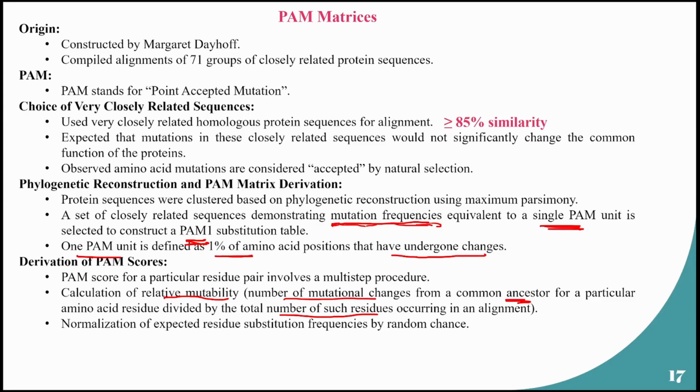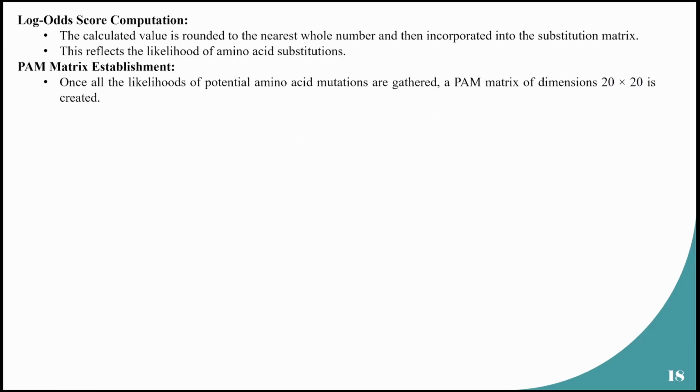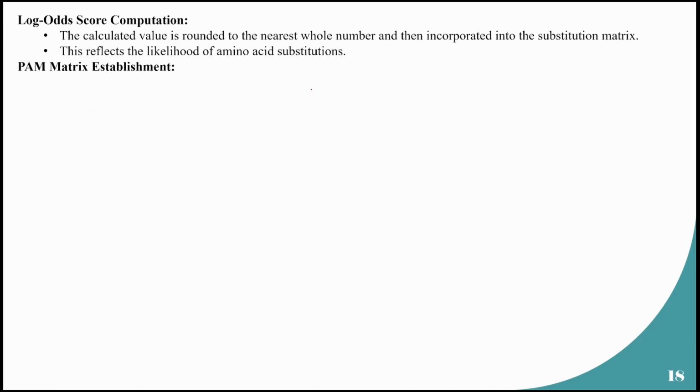Then you go for a normalization process, and then you do a log-based transformation, log base 10 in this particular case, for the normalized mutability rate, divided by the frequency of the particular residue. Then you do a log odds scoring computation. It is rounded to the nearest whole number and then incorporated into the substitution matrix. So this reflects the likelihood of amino acid substitution. On the other hand, if it is the same amino acid versus the same amino acid, it represents the amino acid staying the same, right?